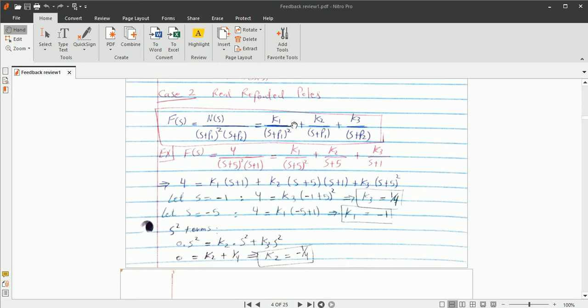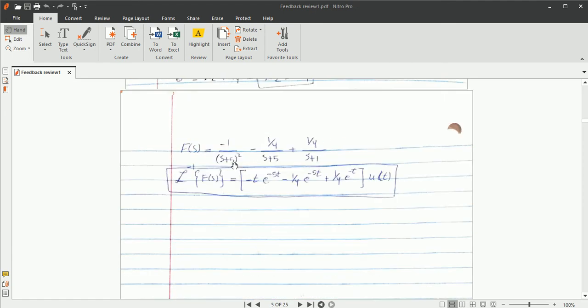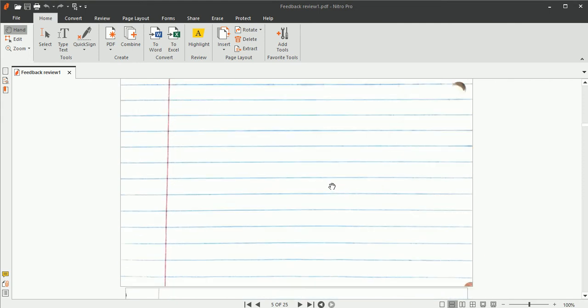When you get k1, k2, k3, put them here and then take the inverse Laplace. The inverse Laplace of 1 over s square is t into e raised to power minus p1t, and here it is k2 into e raised to power minus p1t, and here it is k3 e raised to power minus p2t. p1, p2 are the generic terms. An example is here: when p is 5, you will get an answer like this.